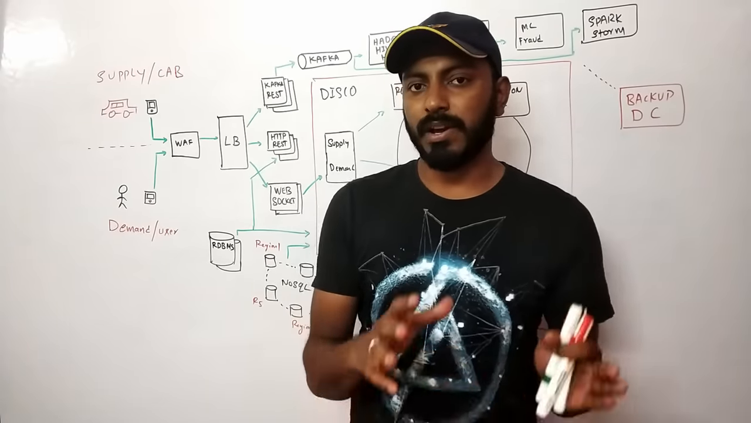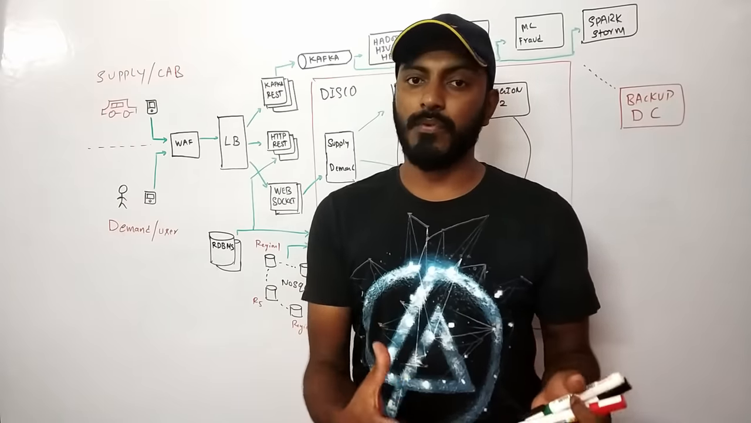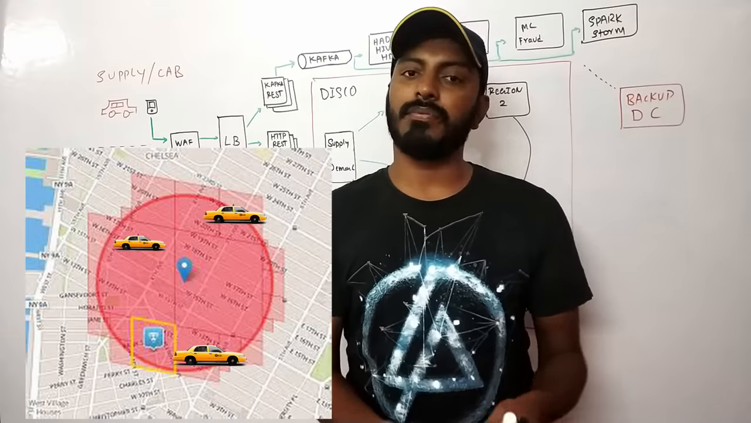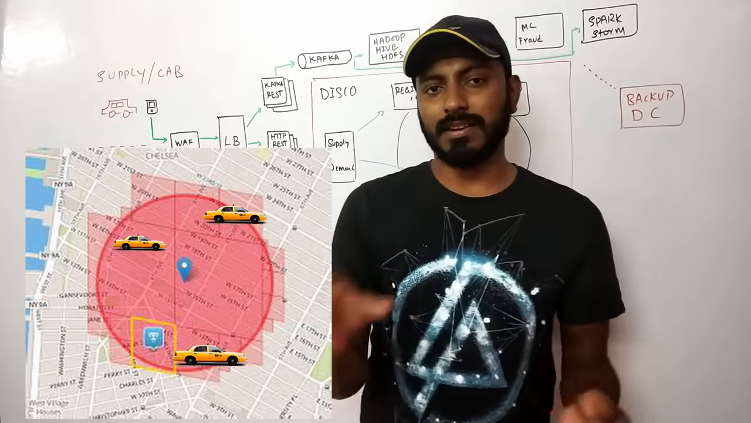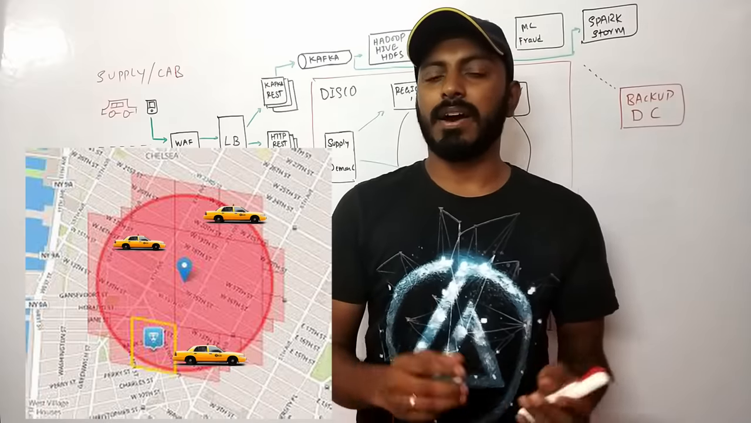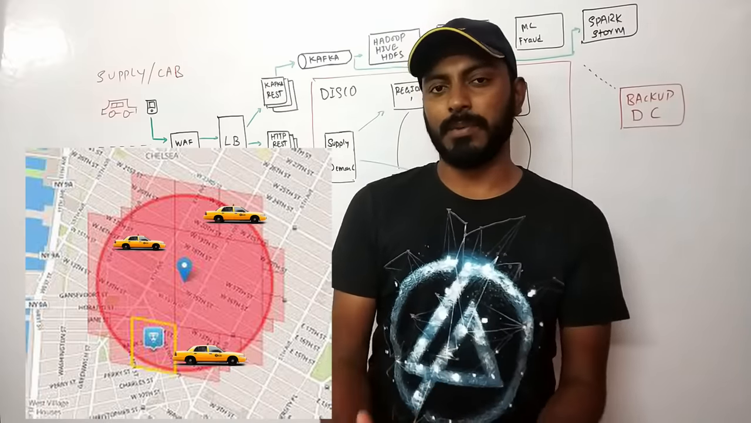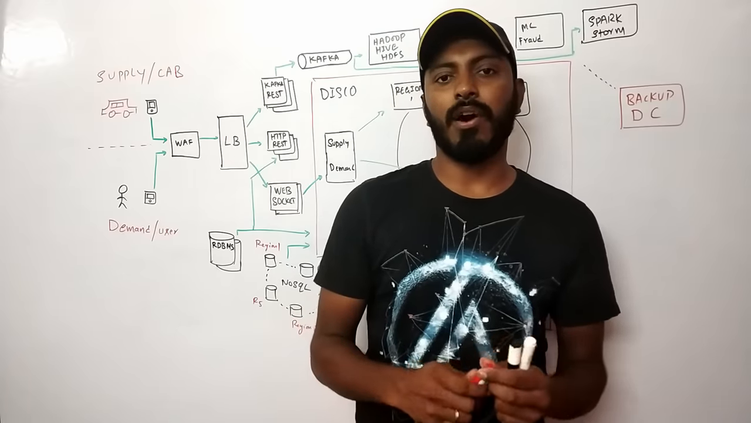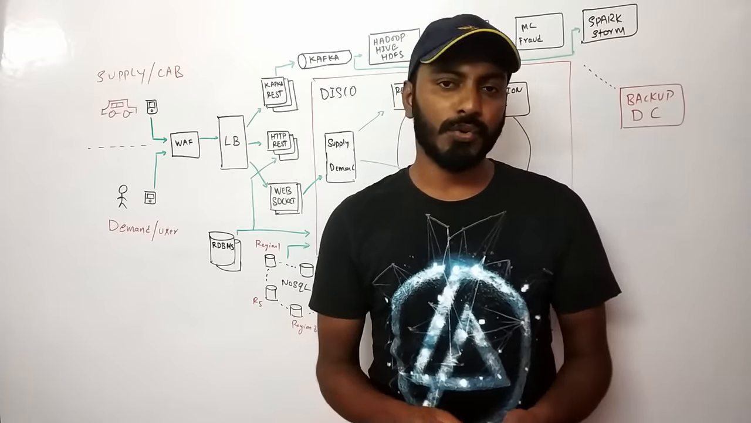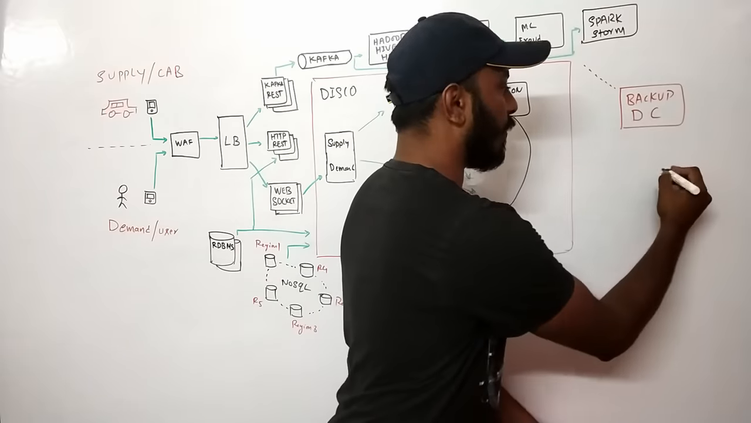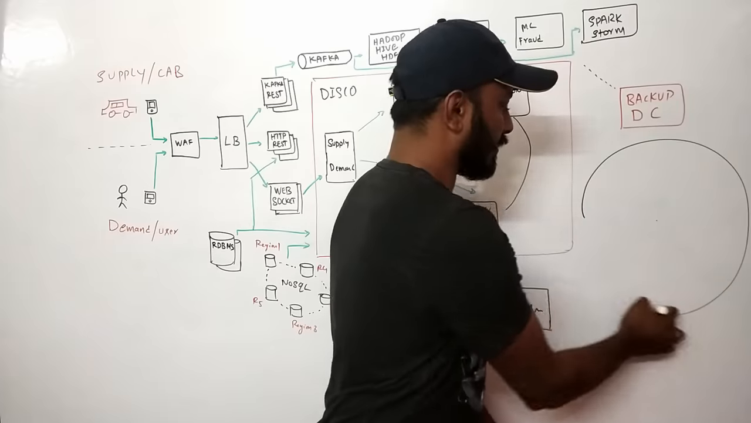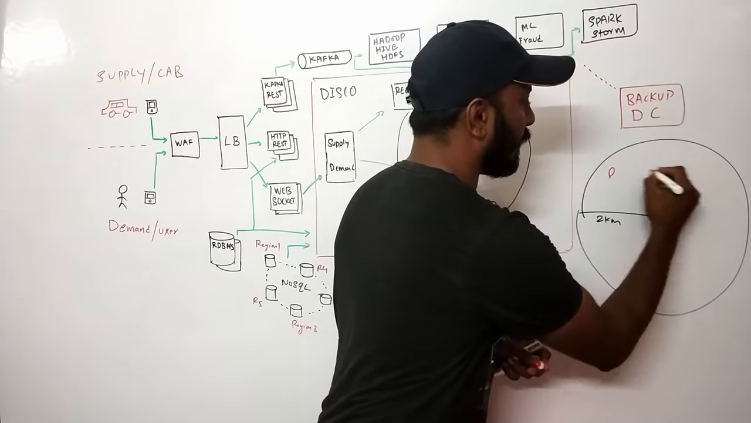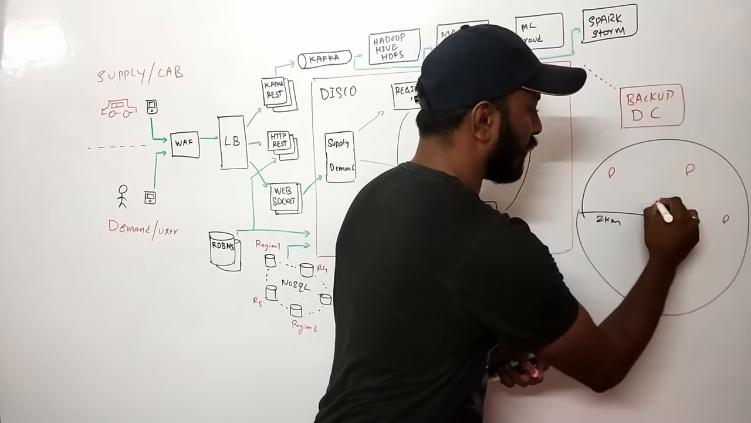When we want to match a rider to a driver, or even show the number of cars available in your region, all we need to do, just the way I explained earlier, is draw a circle of about 2 to 3 kilometer radius and list out all the cabs available using the Google S2 library. Then, with the list of all the cabs available, we need to check the ETA. Say, within this circle of about 2 kilometer radius, we found one here, one here, one here, one here.